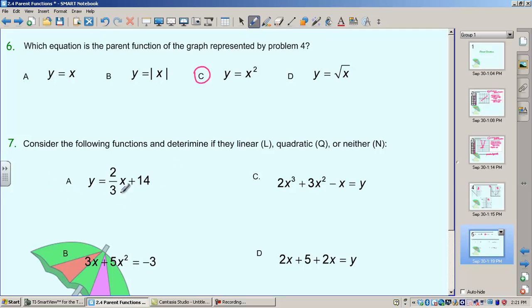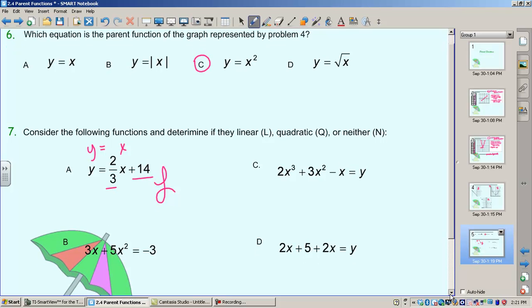Well, this is some form of y equals x. It just has extra stuff. It's got the 2/3 and it's got the plus 14, but it still has the y equals x as its base. We just multiplied it by 2/3 and added 14. It changes the way the graph looks, but its parent function is y equals x, so that makes this linear.